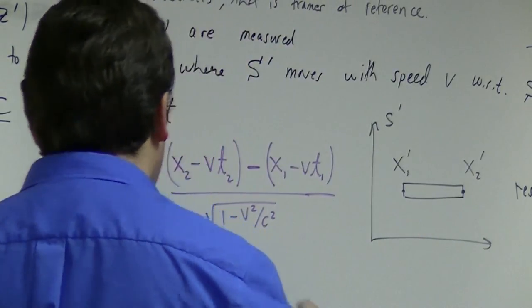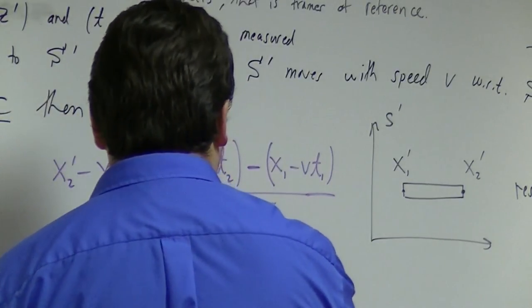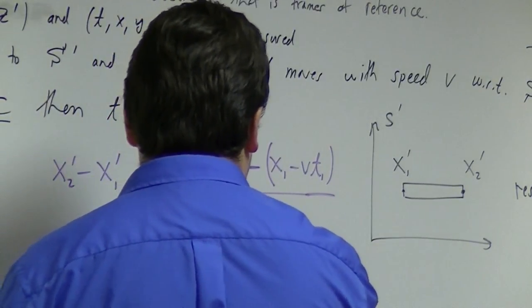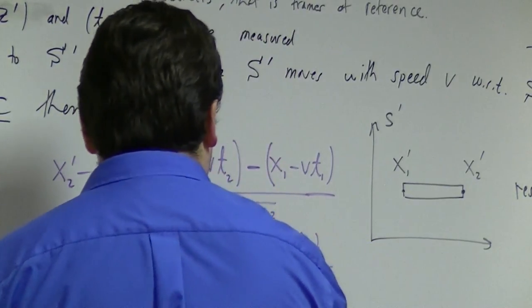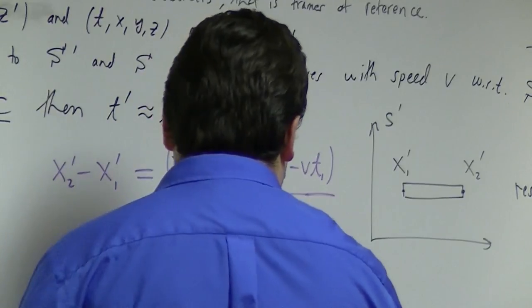Okay, so what does that give us? That gives us (x2 minus x1 minus v times (t2 minus t1)) all divided by the square root of 1 minus v squared over c squared.